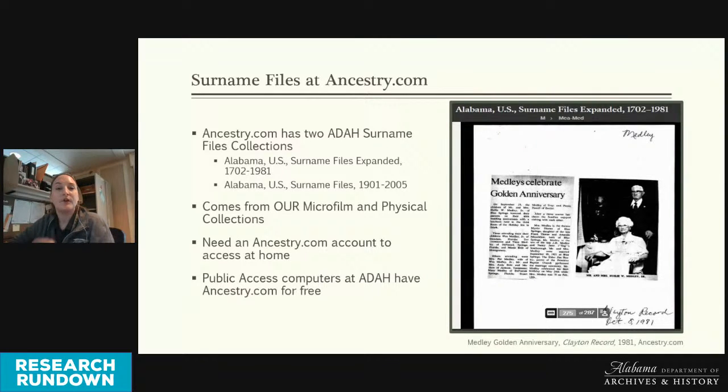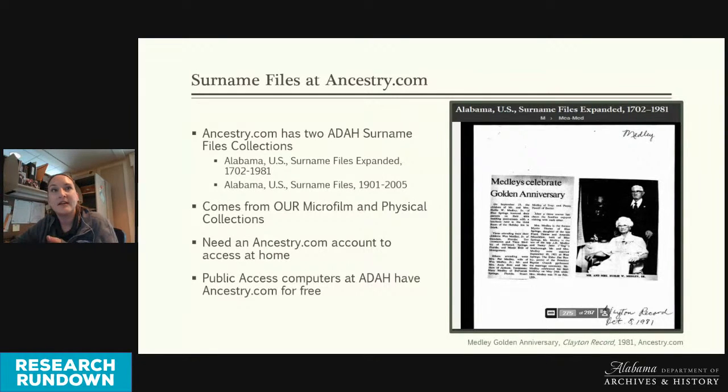So everything that's here is there, and vice versa. You're not going to find anything different in either one of those places. So it is from our source. But in order to access these on Ancestry, you would need an account with them. We have public access computers here that have an account. We have an account with Ancestry that our patrons can use for free. So if you're close to the archives, or if you're already planning a trip, you're more than welcome to come to the archives here and look at our Ancestry account and look at the surname files that way.